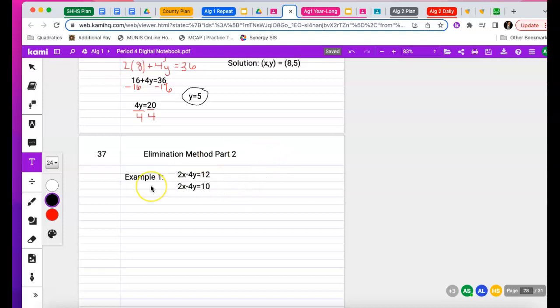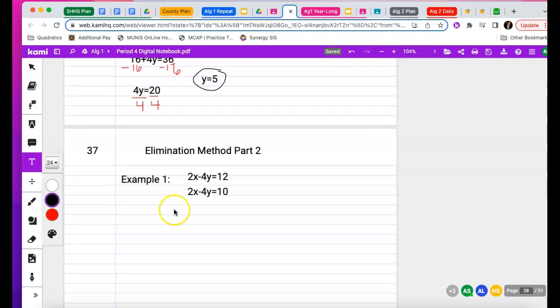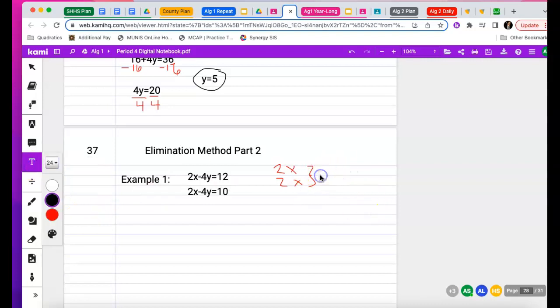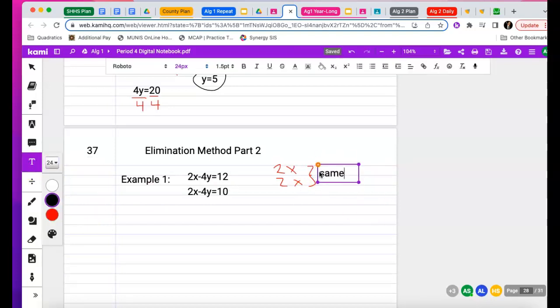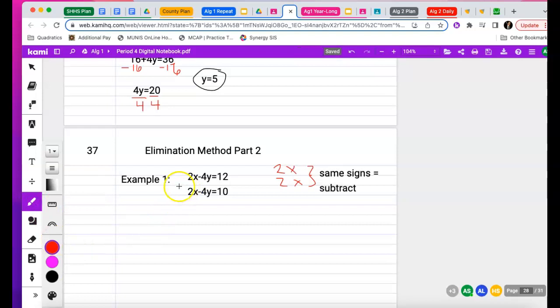So just to review from page 36, we have to add the equations when they're opposite signs. We have to subtract the equations when they're the same signs. So we see that 2x and 2x, they're the same number with the same sign. So same signs means we're going to subtract. So we're going to subtract our two equations to solve them.